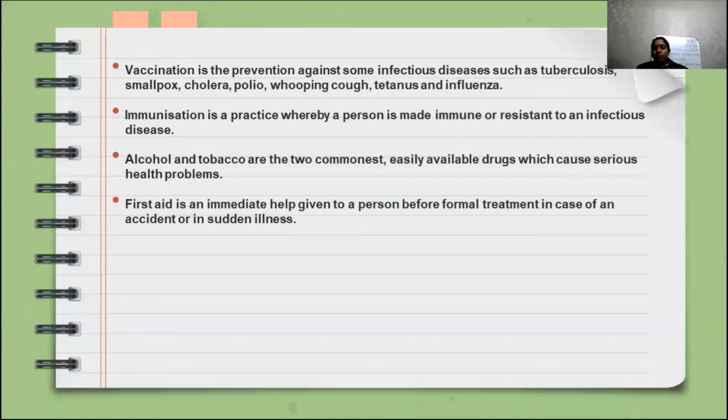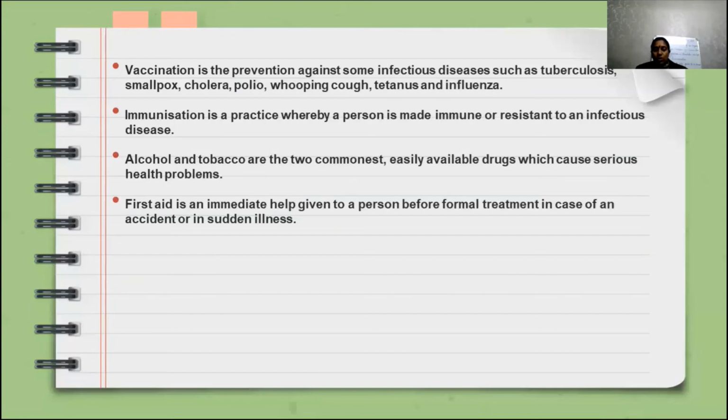Then poisoning. Poisoning means a person has consumed some kind of poisonous substance. We can give the person milk or water to induce vomiting, try to induce vomiting. That is the first aid for poisoning.